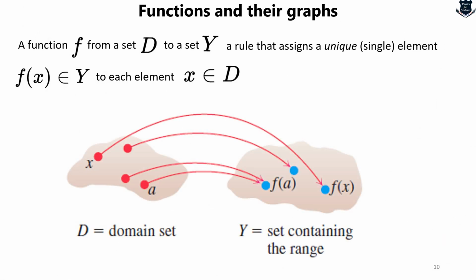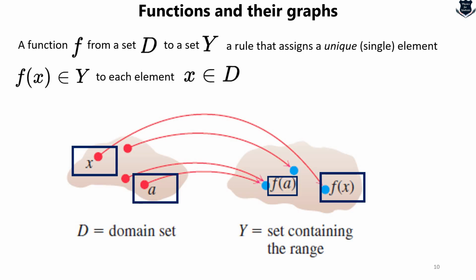Now, taking this forward, I would like to show you a clearer picture, which is this one. Here you can see that each arrow associates an element of the domain D with a unique, single element in the set Y. So the arrow indicates that f of x is associated with x, and f of a is associated with a. So from here this becomes very clear: f of a is associated with a, f of x is associated with x, and so on.